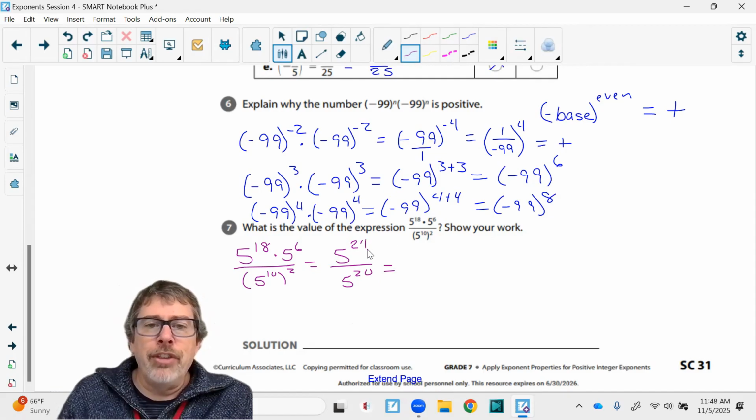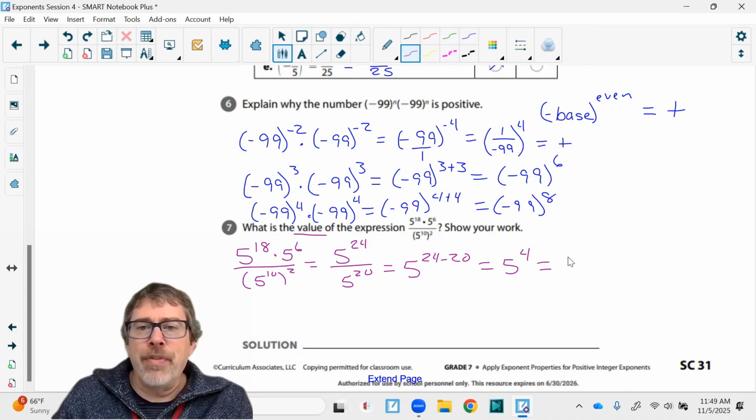And now we have division. So we're going to take 5 to the 24 minus 20. So that's going to become 5 to the 4th power. And it said, what is the value? So that's going to equal, well, 5 times 5 is 25, times 5 is 125, times 5 is 625.